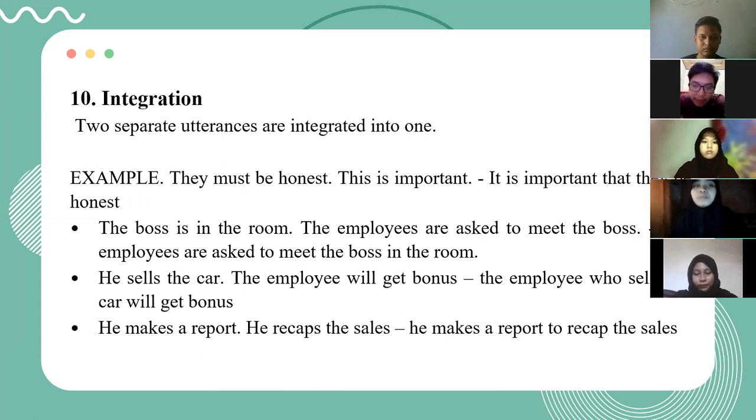Okay. Example number 1. The boss is in the room. The employees are asked to meet the boss. The employees are asked to meet the boss in the room. Nice. Number 2. He sells the car. The employee will get bonus. The employee who sells the car will get bonus. Okay, number 3. He makes a report. He recaps the sales. He makes a report to recap the sales.